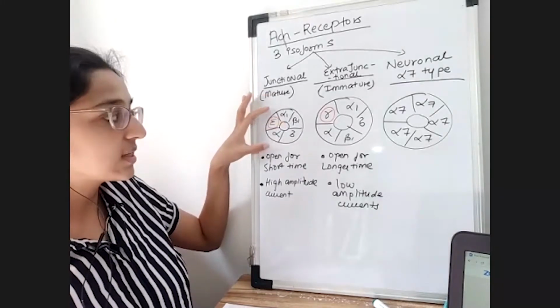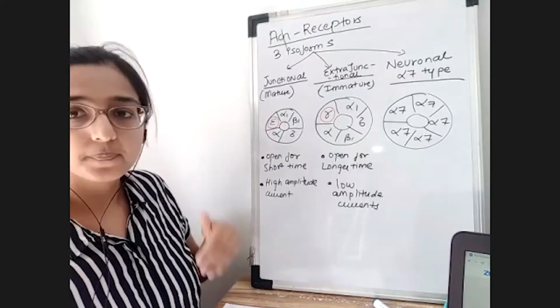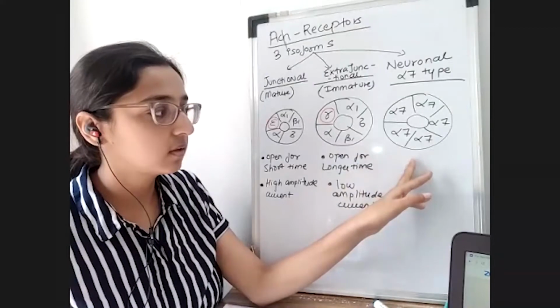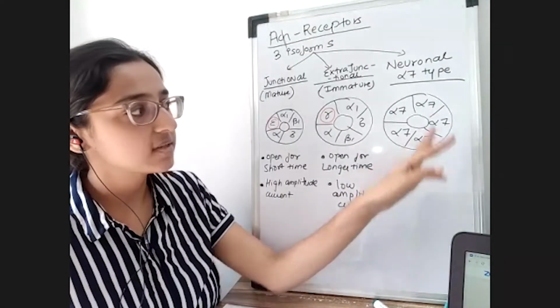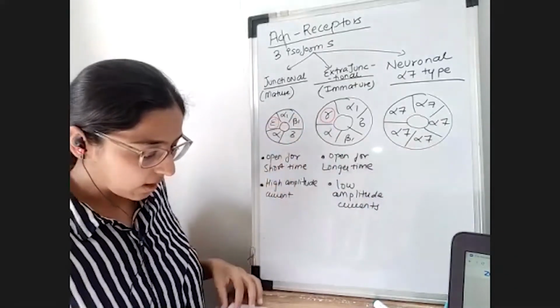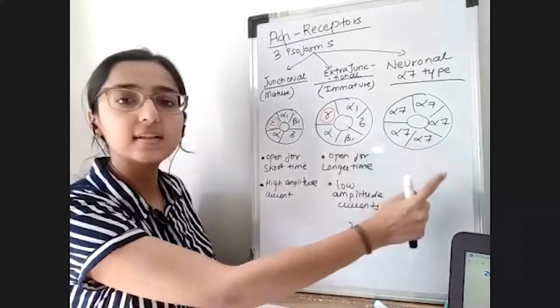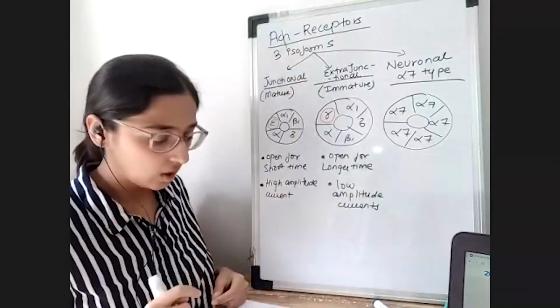So this is a transmembrane receptor. This receptor is a neuronal receptor. The only point that we need to know is that this neuronal subtype is going to have 5 subunits made up of alpha 7. Now, what we also need to know is that muscle relaxants can block all the three isoforms of this acetylcholine receptor.